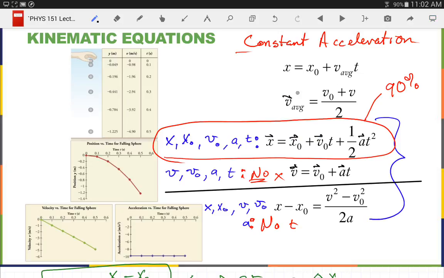And that's correct. Right, they're vector equations. The position vector is equal to the initial position vector plus the average velocity vector multiplied by time. So I can have two-dimensional, three-dimensional motion. The equation is still correct. But this bottom one, you can't do that because there's no such thing as v vector squared.